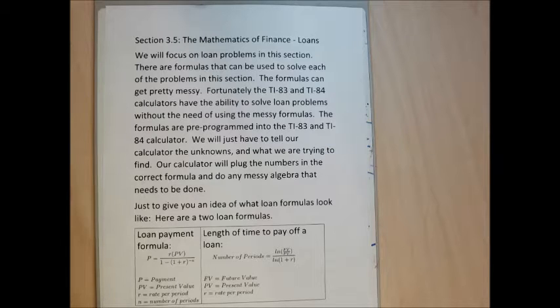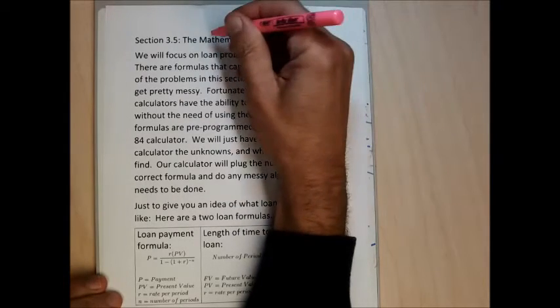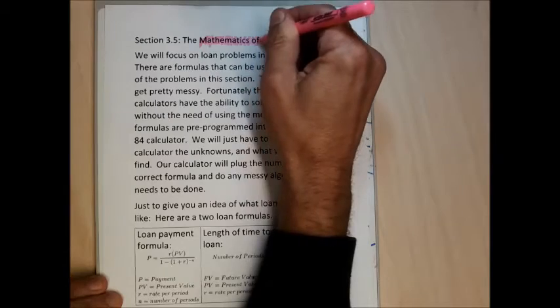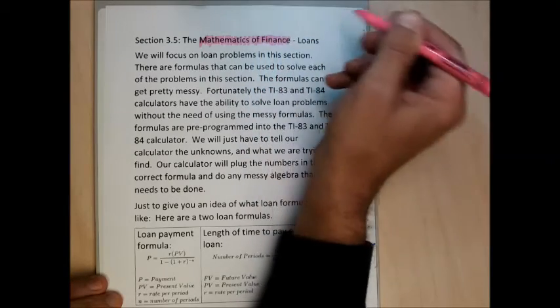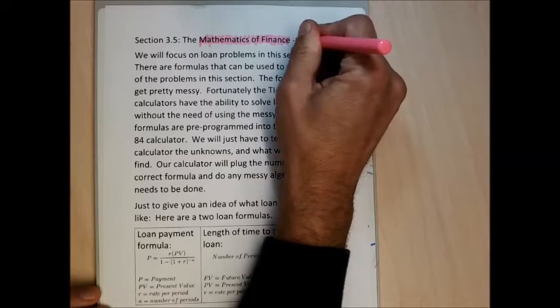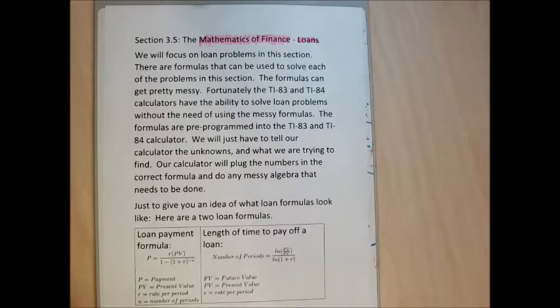We have 2 sections left in Chapter 3, and both sections are on money. Generically, when we study money in math, we usually call it the mathematics of finance. This section is on loans, specifically car and home loans, and then in section 3.6, we'll do retirement savings.